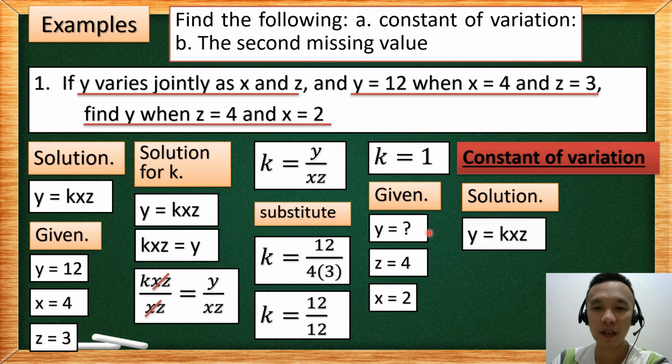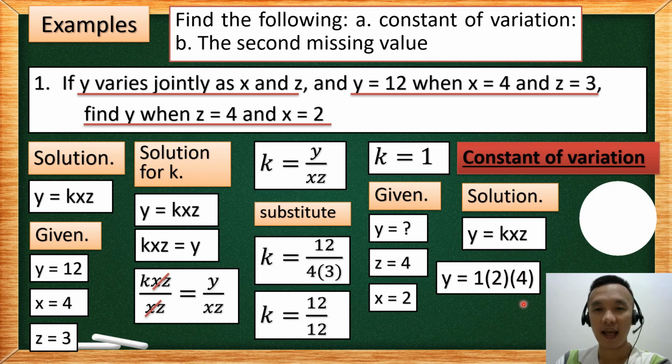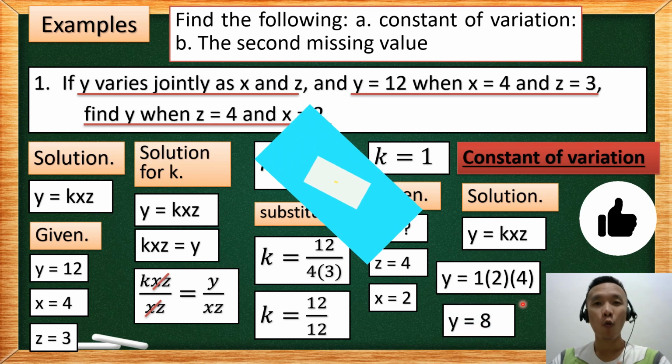So we are going to write again our formula, then substitute the value. So our k is 1, our x is 2, and our z equals 4. Then multiplying everything, you will have y equals 8. And this is now our answer for example number 1.